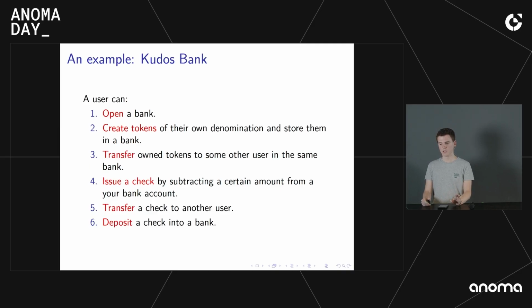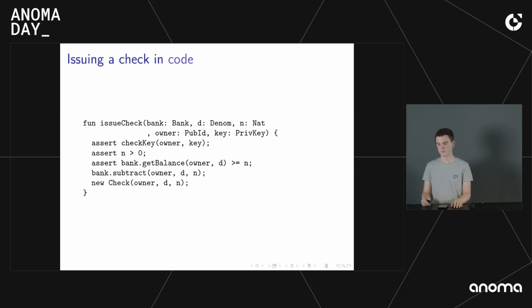Great. So now I'll show you the code for issuing a check. It looks like this. This is in the Java-like syntax. So we have this function that takes a bank as an argument. That's the object that we'll modify. It takes the denomination of the currency, of the token. It takes the quantity that you want to retrieve, the owner as a public key, and the private key to show that you're really the owner.